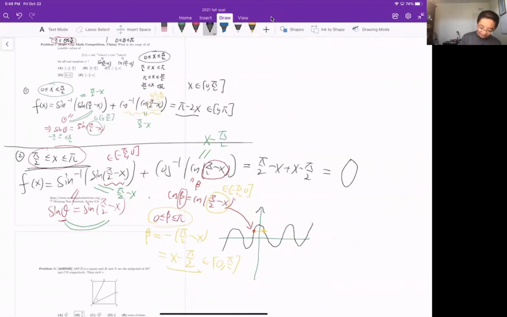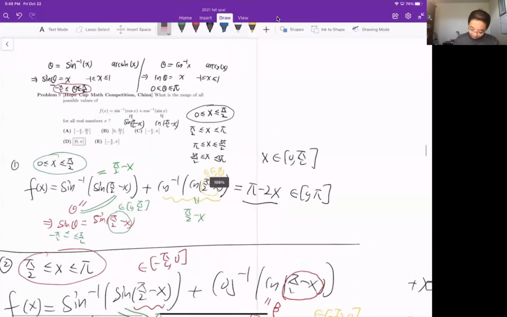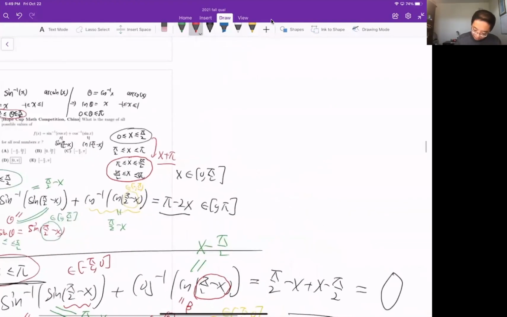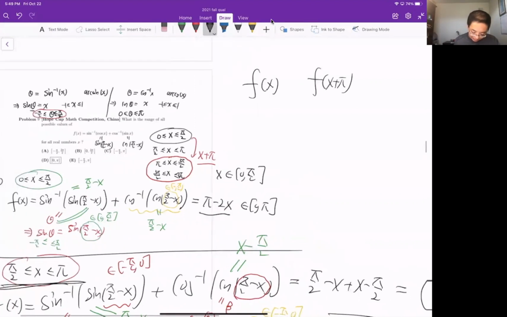So the point is, when x is between pi/2 and pi, f(x) is constantly 0. Now let's look at the two other ranges. From here to here, it's just x + pi. That's how you go from the previous two situations to the next one: add pi. So let's see the relation between f(x) and f(x + pi), so that we don't have to discuss each interval. Try to use some symmetry.